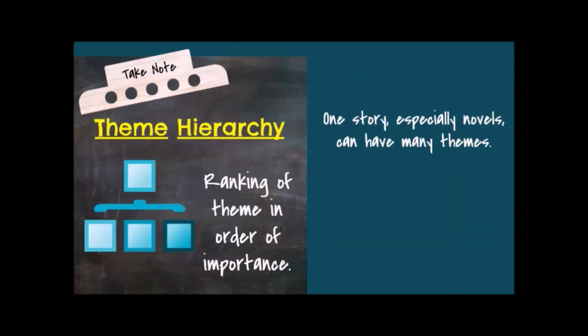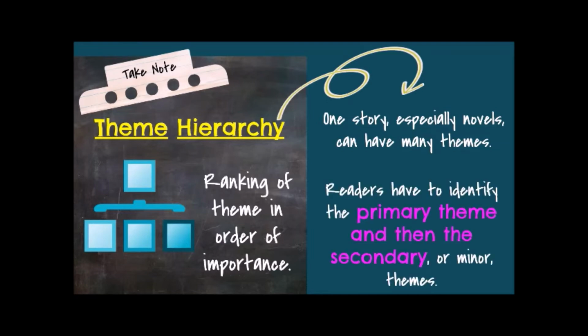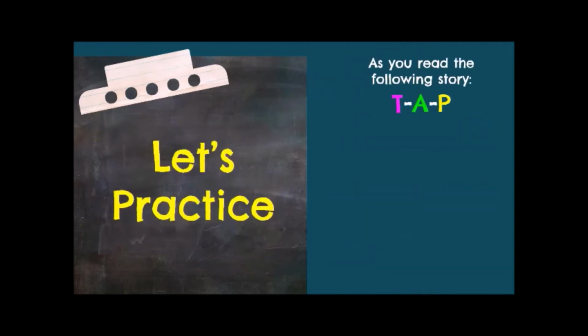So there's also a theme hierarchy because stories often have more than one theme, especially longer novels. So I want you to think about ranking the themes in order of importance. So the first thing we might look for is the primary theme. And then the secondary themes are those smaller themes that maybe aren't found throughout the whole piece of text, but might be found in parts. Our primary theme is going to be supported through the entire text.